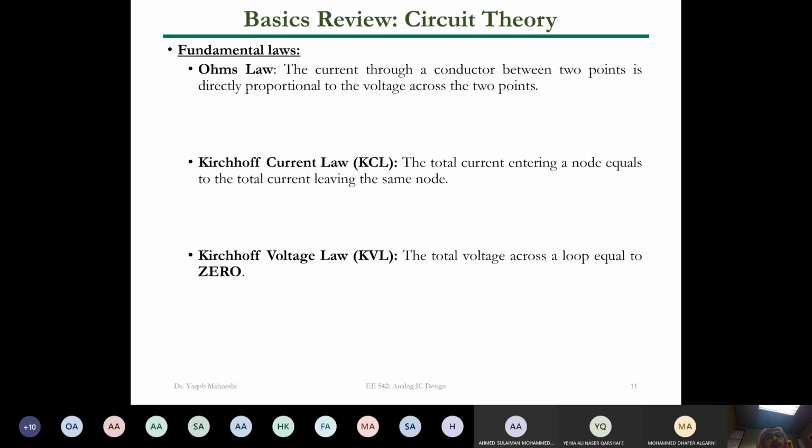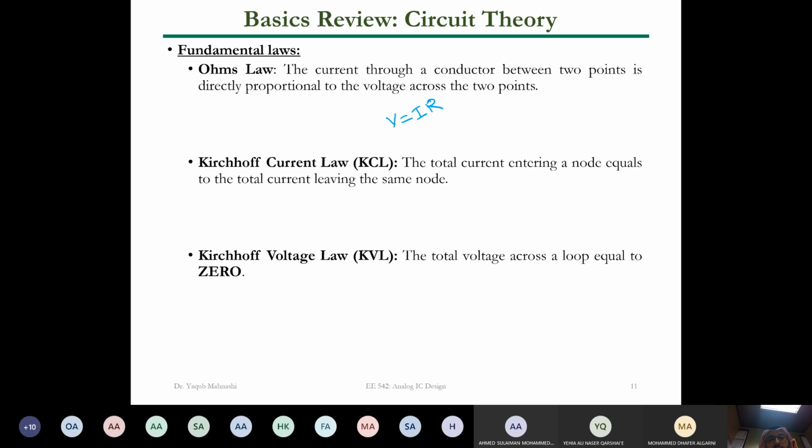This is very basic. Fundamental laws. We have three very basic and fundamental laws that we deal with a lot when we talk about circuit theory or analyzing a circuit. So we have Ohm's law, KCL and KVL. I need to write this down. It is clear, but make sure you know this stuff. I am sure that you know it, but it's just a refreshment after this long vacation.